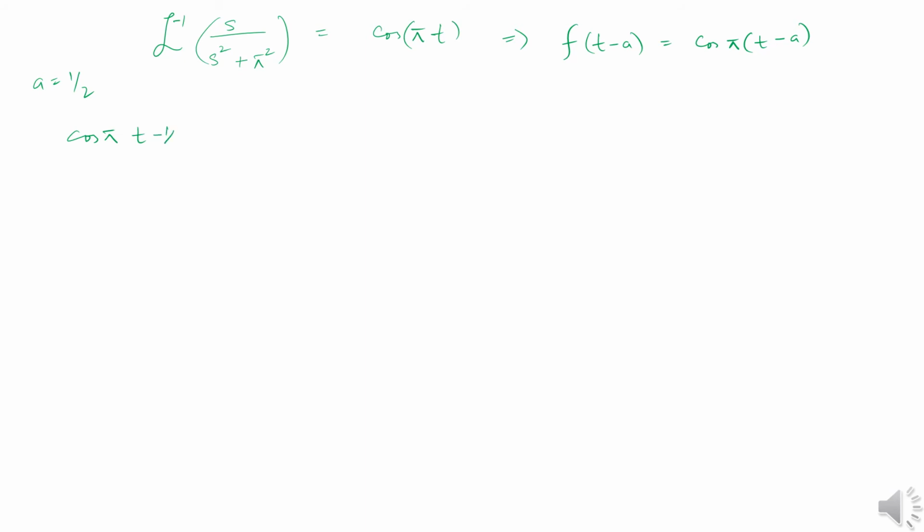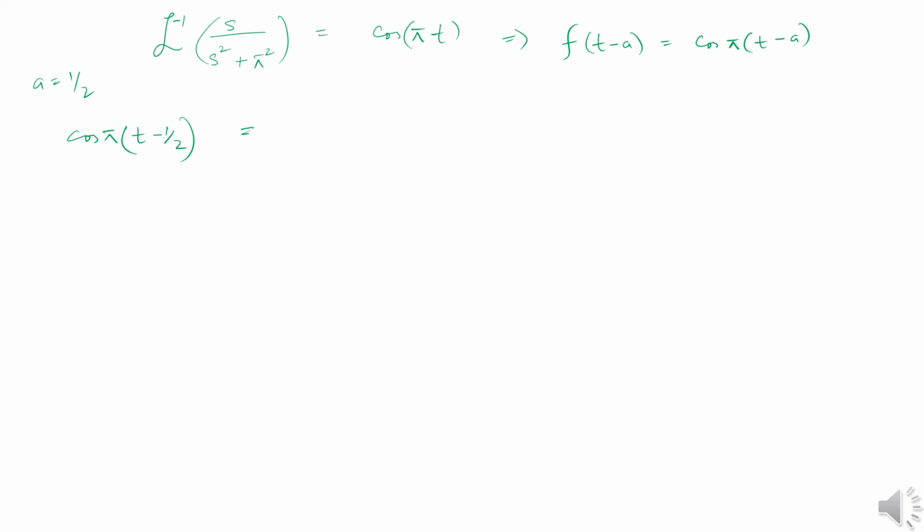So the inverse transform of this function s over s squared plus pi squared will be equal to cos of pi t, and this implies that the function of t minus a is equal to cos of pi multiplied by t minus a, and we know that a is equal to half, so the function will be cos of pi into t minus 1 over 2.